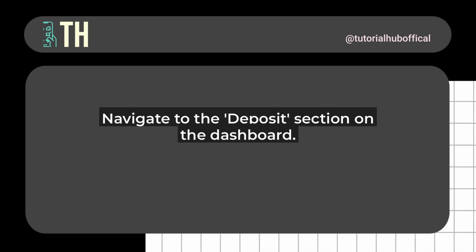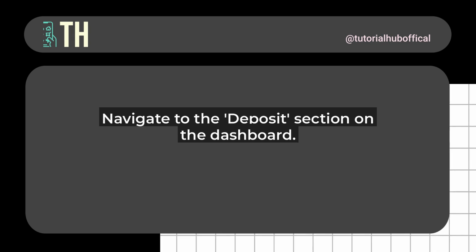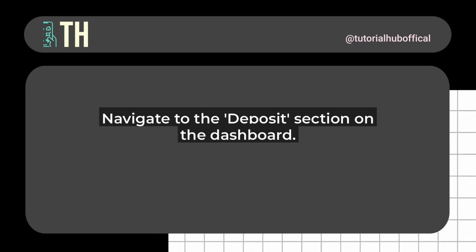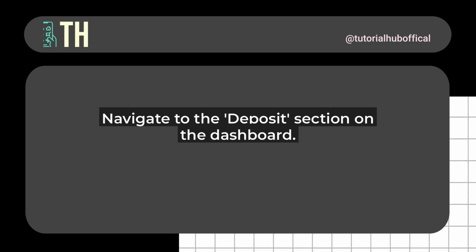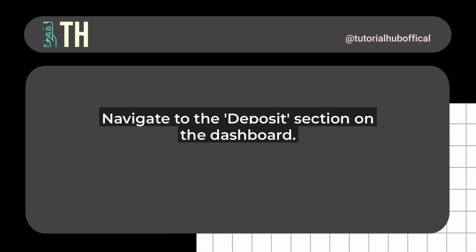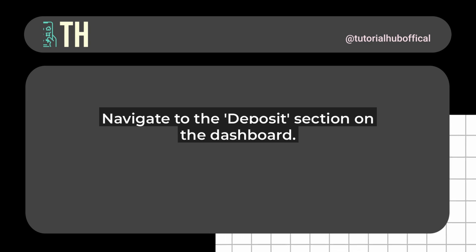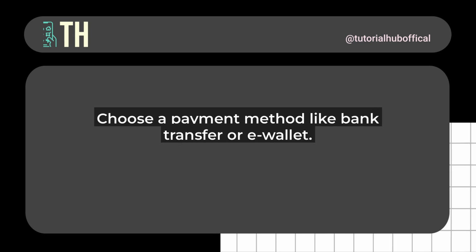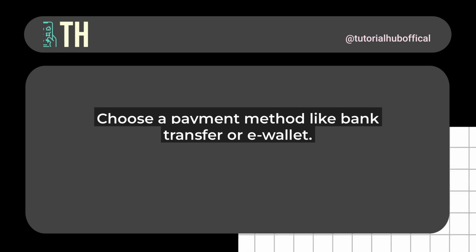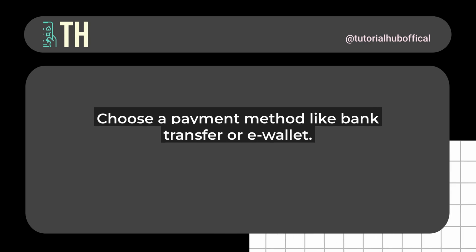In 2025, XM supports options like bank transfers, credit cards, e-wallets like PayPal or Skrill, and even cryptocurrencies for faster transactions. Choose wisely based on fees and speed. Bank transfers might take a day or two, while e-wallets are often instant.